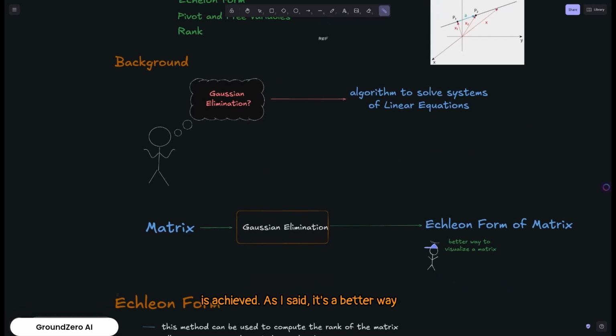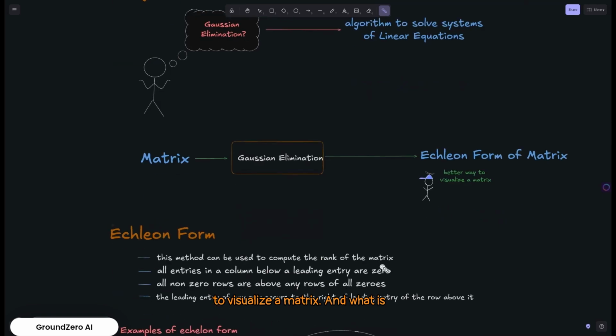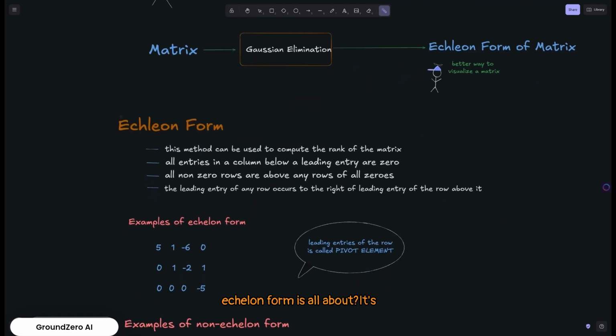And as I said, it's a better way to visualize a matrix. And what is echelon form all about? This method can be used to compute the rank of the matrix. When you are given a matrix, you reduce it to a clear form and do some operations to get the echelon form, and after that we get what is called the rank of the matrix, right?